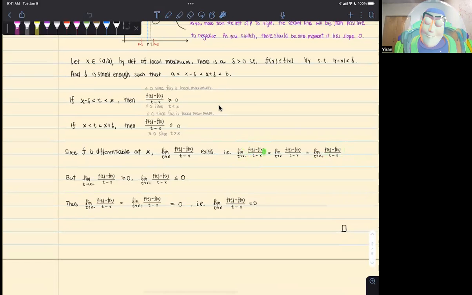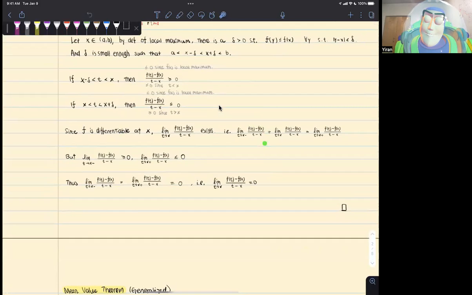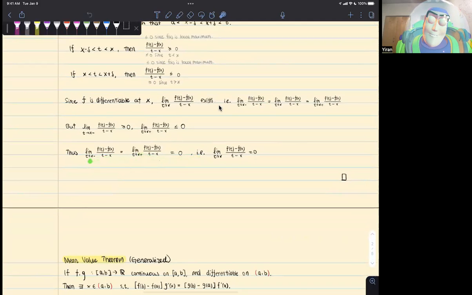Therefore, we know the limit must be larger or equal to 0, and the limit must be smaller or equal to 0. And we also have this inequality. In order to make sure this inequality holds, what else could it be? The only possibility for it to hold is that they are equal. Therefore, we have this conclusion, and this is equal to the limit. So we know the limit must be equal to 0.